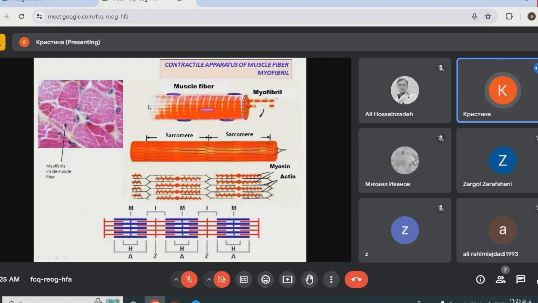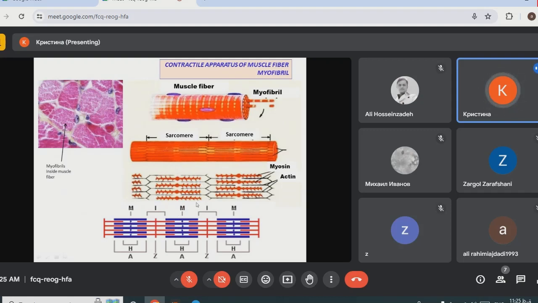So muscle fiber, you can see here muscle fibers. Inside them we have myofibrils. In cross sections they can look like very small red dots. You can see them, myofibrils inside the muscle fiber. One sarcomere is the part of myofibril with thin actin and thick myosin filaments.